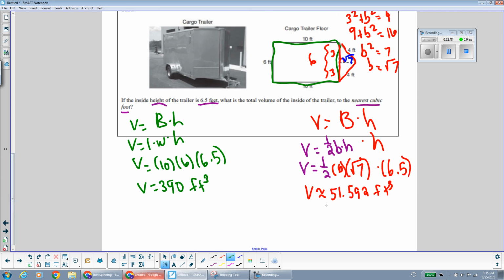Now I'm just going to add the two volumes together. Let me add plus the 390 cubic feet. And it does say to round to the nearest cubic foot. So I got 441.5, or 0.6, it really rounds to. So that is approximately 442 cubic feet to the nearest whole number.